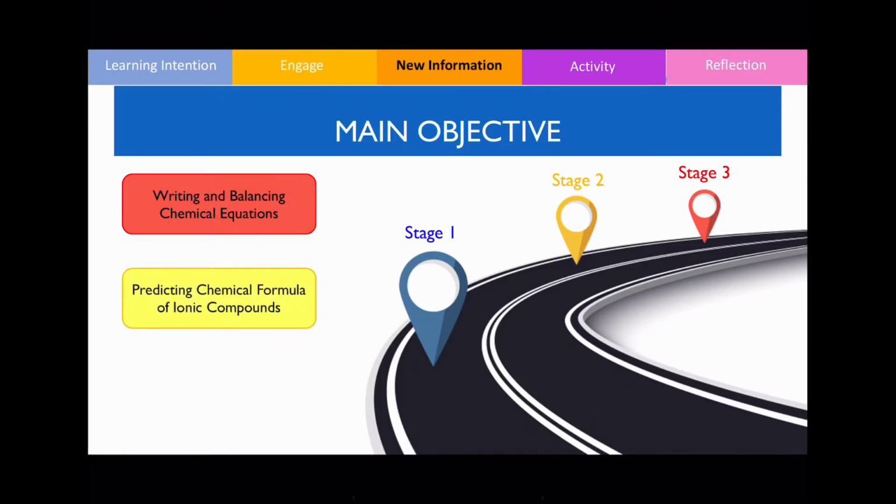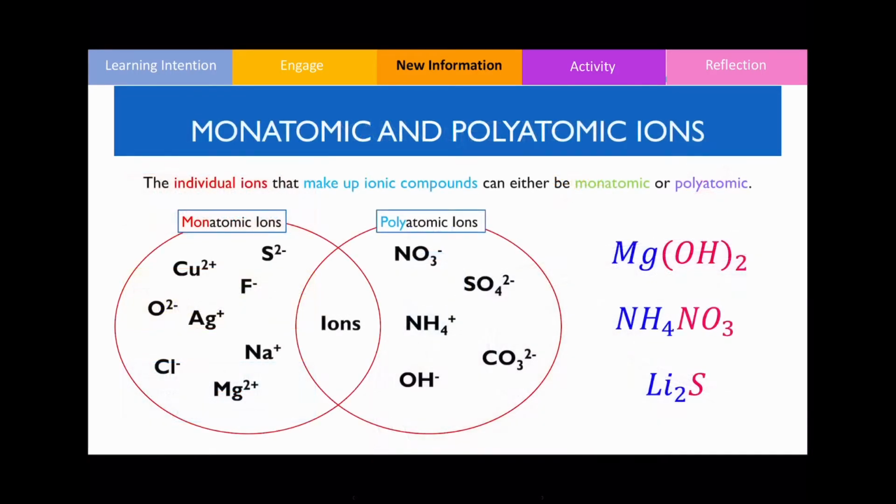But in order for us to find out and predict what is the chemical formula of ionic compounds, we need to have an understanding of how you name these compounds and how you predict some of the actual charges. Before I move on, I want to quickly review monatomic and polyatomic ions.